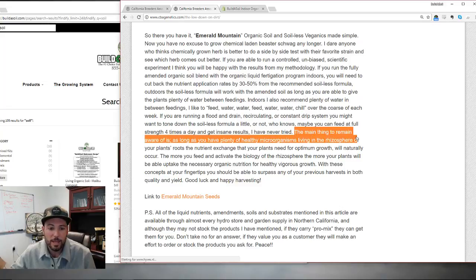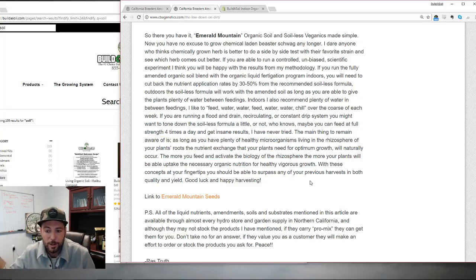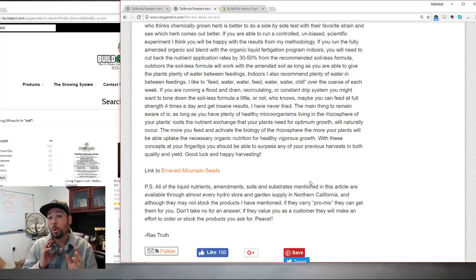Anyways, the main thing to remain aware of is as long as you have a healthy population of microorganisms living in the rhizosphere of your roots, the nutrient exchange that your plants need for optimal growth will naturally occur. The more you feed and activate the biology of the rhizosphere, the more your plants will be able to uptake necessary organic nutrition for healthy, vigorous growth. We like to put worms right in the container. This helps this uptake, and that's part of the BuildASoil system that takes it to that next level. With these concepts at your fingertips, you should be able to surpass any of your previous harvests in both quality and yield. Good luck. Happy harvesting.